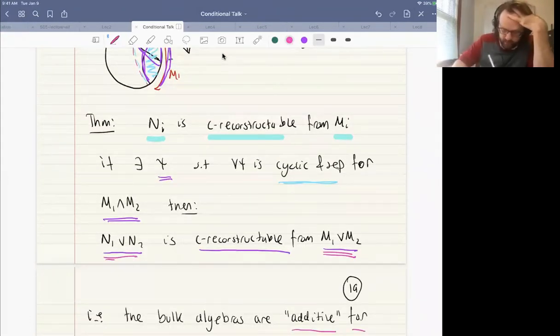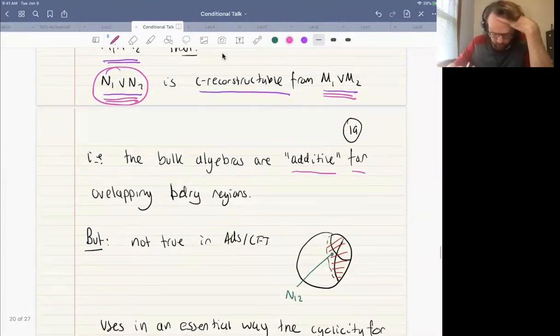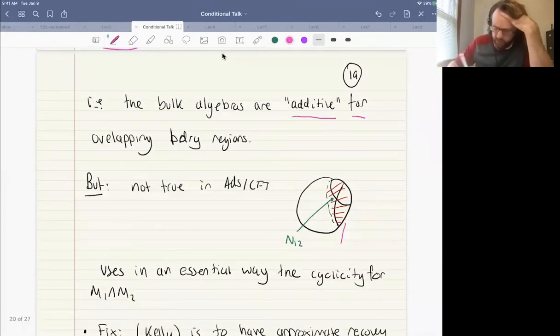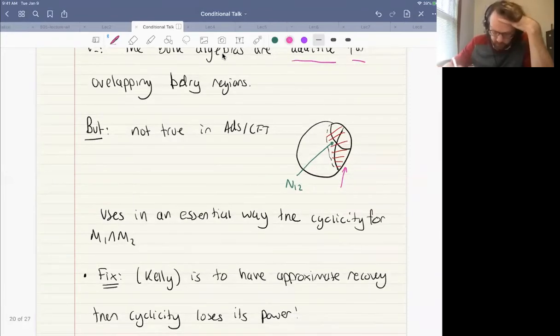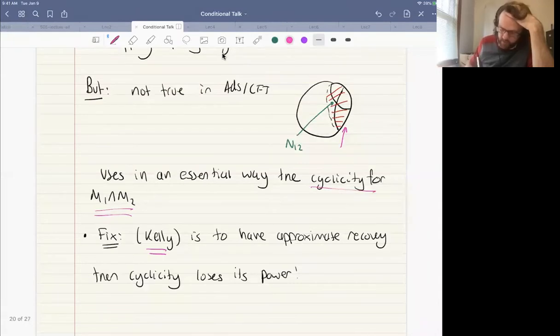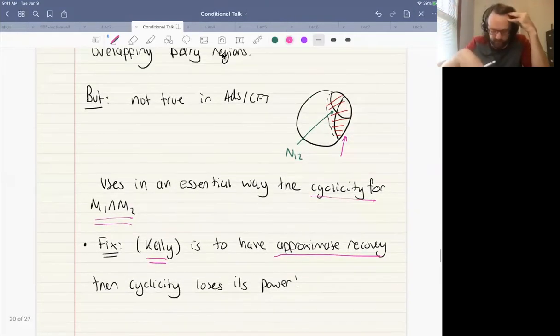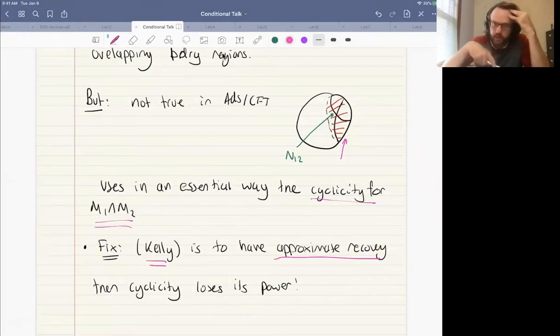The additivity is related to taking two algebras and generating everything from the two. As I said, we know that this is not true in AdS/CFT. It used in a central way this cyclicity on this intersection. I don't want to remove that assumption. I'm not advocating that, and Kelly was also not advocating that. The resolution is really you have to go to this approximate recovery. What happens there is that you still have cyclicity, you still have that statement, but it just loses its power. You can't prove statements as easily without it.